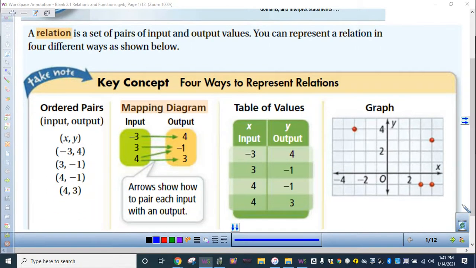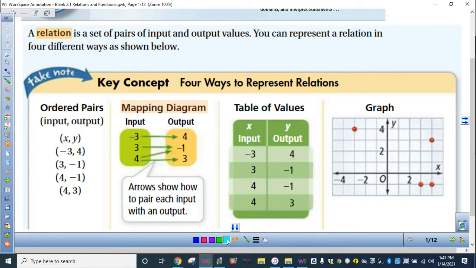Right, so if you look at the ordered pair right here, the 4's repeat, so that would not be a function, but it is a relation. With both relations and functions, you can represent them in all four of these ways they show below here. You don't have to write all this stuff down. It's just for your information kind of thing.